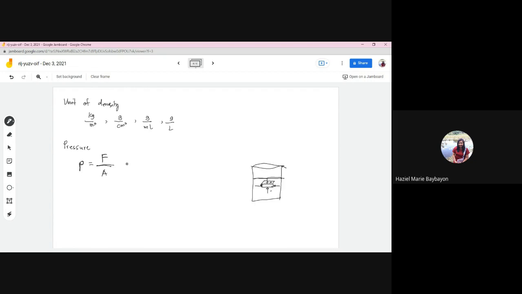Okay, take note that pressure is a scalar quantity. So it is a scalar quantity and it has units of Newton per meter squared. Okay, or we have Pascal. So other units of pressure, class, we have the atmosphere, ATM. So we have 1 Newton per meter squared. This is actually equal to 1 Pascal.